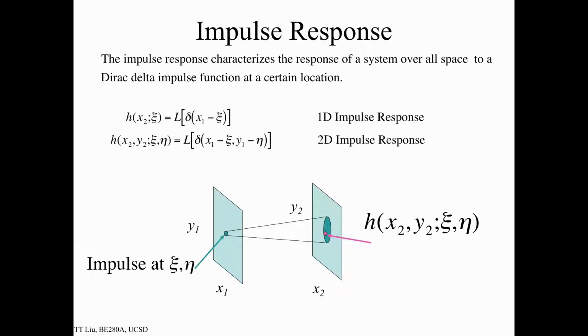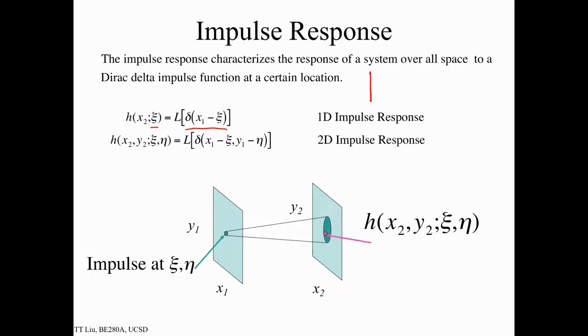Here's some notation for an impulse response. In here, we're saying that the impulse response is looking at the response of the system to a Dirac delta here located at xi, and it has an impulse response that also has a xi in it, suggesting that the impulse response can differ depending on the location of the Dirac delta function.